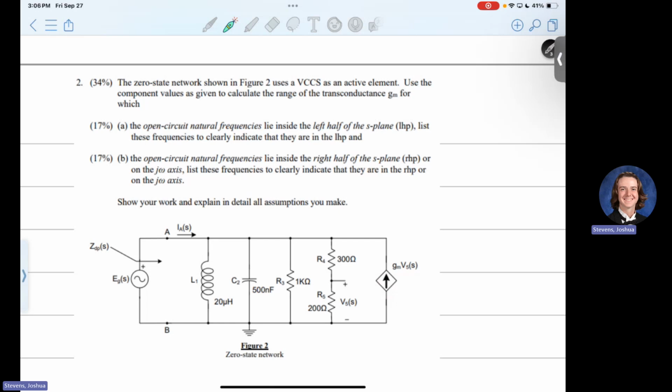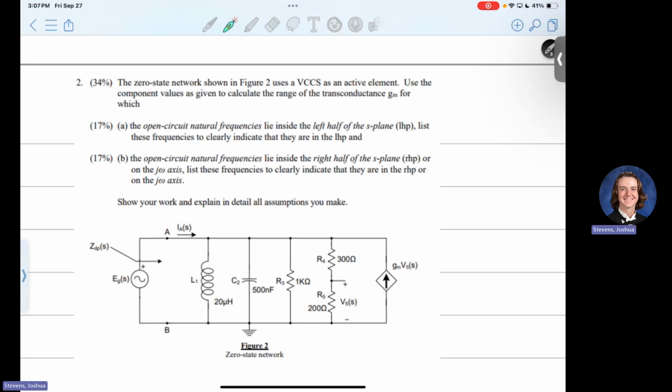List these frequencies clearly to indicate that they are in the left half plane. And I should say, the open circuit natural frequencies that lie inside the right half of the S-plane or on the j omega axis, whatever. We'll say S-plane. List these frequencies clearly to indicate they are in the right half or just on the j omega axis as well. So what does it mean for something to be on the left half of the S-plane? Okay, I agree with the stable, but what else? Like our poles have to be what values for it to be on the left half plane, stable?